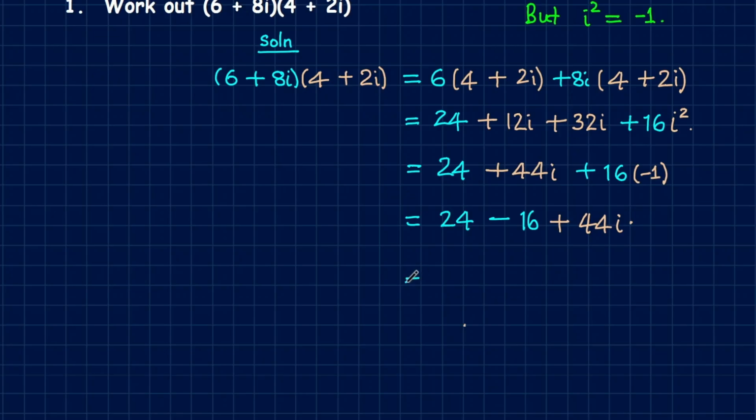Therefore, this simplifies to 8 plus 44i. And that is the answer for the first complex number here. I hope everything is well, and if it is, let's move on to our second example.